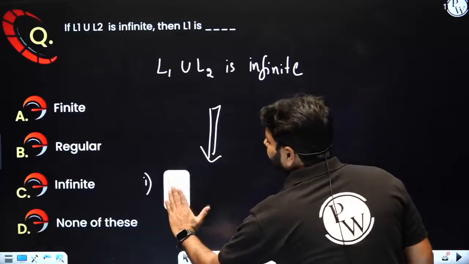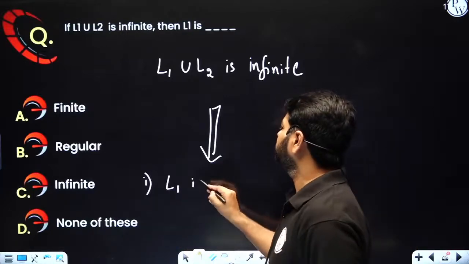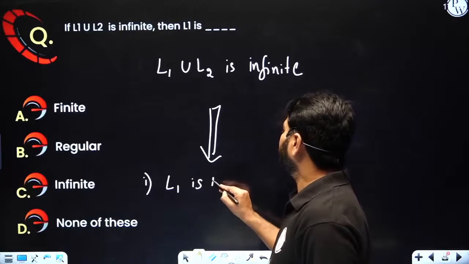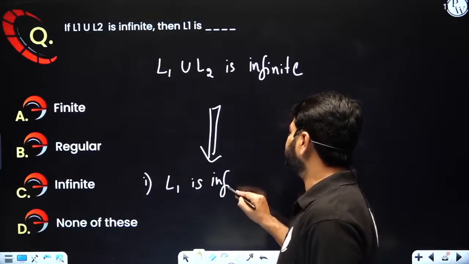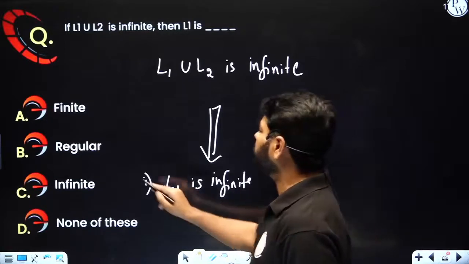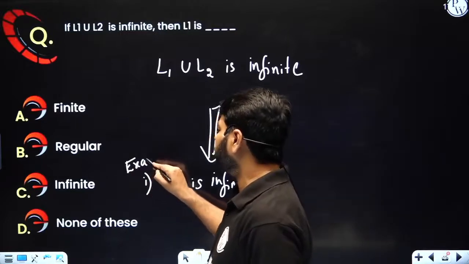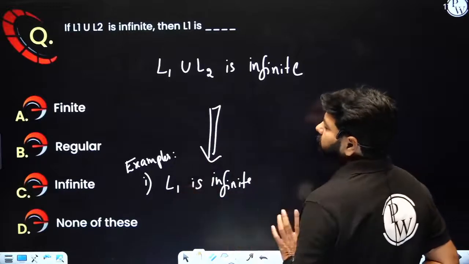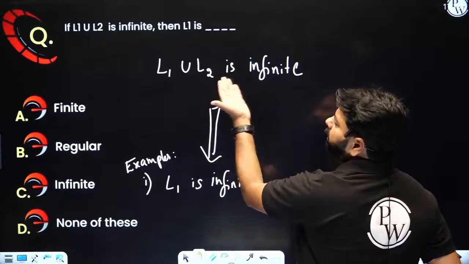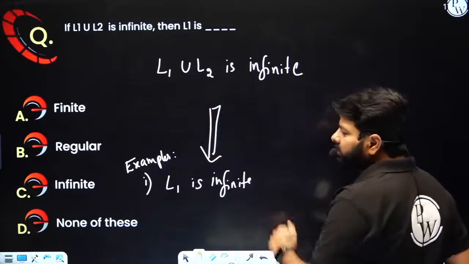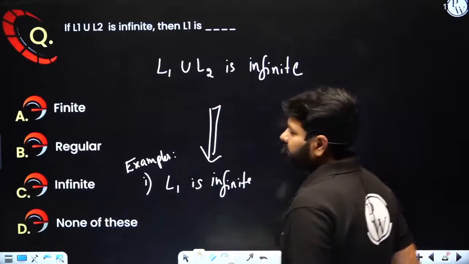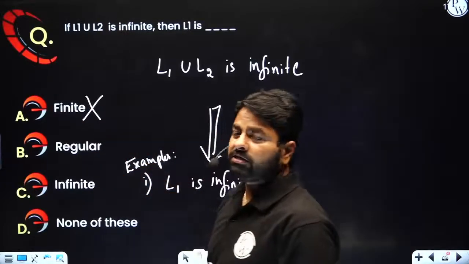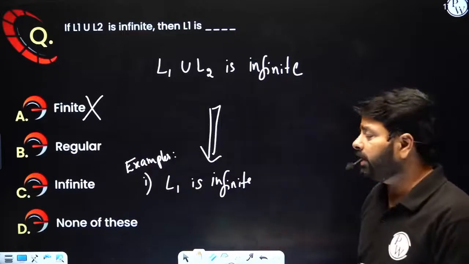let me write it another way. L1 is infinite. In this case, I'm only taking examples, not all the time, only some examples. If L1 is finite, right? So our statement was correct, L1 union L2 is infinite. But is it always correct? When I choose L1 is infinite, this option is wrong. You are trying to say L1 is finite always, but that's not correct.